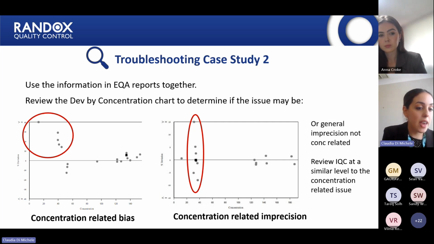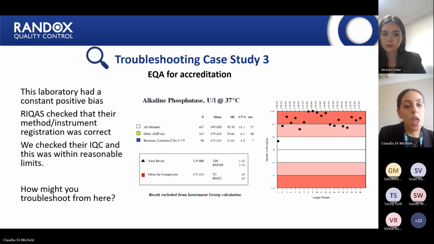So you can see here, if they had a chart looking like this, they would have had a positive bias at the low end of this assay. Or we looked for concentration-related imprecision. So maybe you have particular imprecision at some sort of concentration for this assay. Or the other alternative is just general imprecision. So it's not concentration-related at all. So I guess the key to this as well is reviewing your IQC at a similar level if it is concentration related, or if it's not concentration related, reviewing IQC across multiple levels to see if you have the same imprecision.